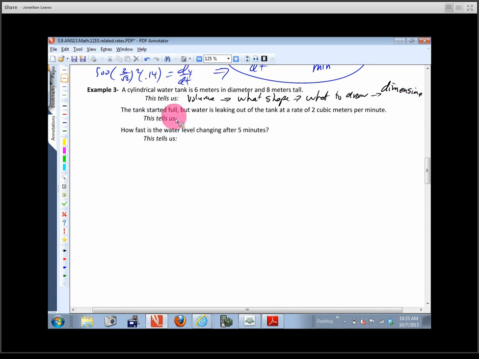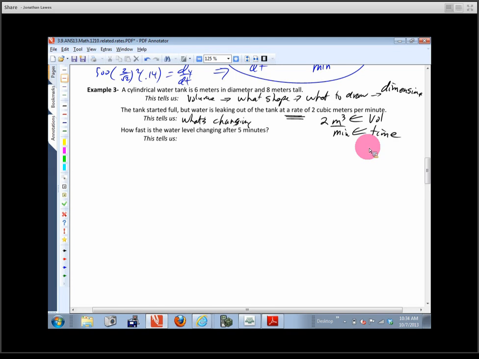The tank started full, but the water is leaking out at a rate. Whenever you see that word, clue into that, a rate of 2 cubic meters per minute. This tells us what's changing. And it gives us a rate. And clue into the things here. This is a time on the bottom, as it will always be, and meters cubed, that is a measurement for what? Volume. So they just gave us the rate of change of volume. They gave us dV dt.